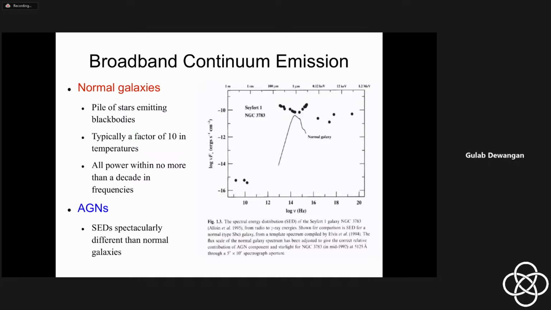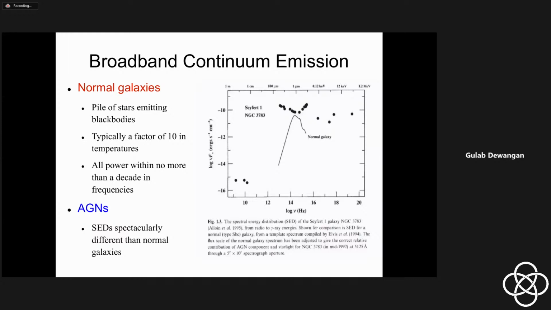And the temperature of these stars can range from a few thousand Kelvin to about maybe 20, 30,000 or 40,000 Kelvin. And the stars are emitting like black bodies. So this spectral energy distribution, or the spectrum of normal galaxies, is nothing but the sum of black body emission from stars, and the temperature of these stars ranges from about a few thousand to tens of thousands. Therefore, their emission is confined from, let's say, near infrared to ultraviolet or so.